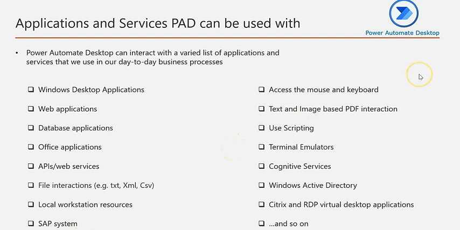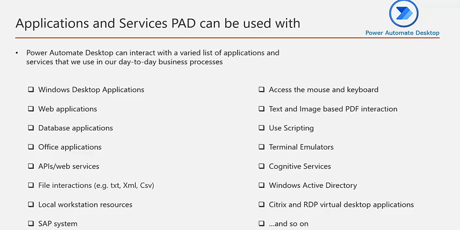It can take control of your mouse and keyboard to perform keystrokes and mouse clicks. It can interact with both types of PDFs, that is text-based and image-based. It can make use of scripts like PowerShell, VBScript, JavaScript, and so on. Terminal emulators or green screen applications like mainframes. It has cognitive capabilities, the Windows Active Directory, and remote desktop applications like Citrix and RDP. Also, it can access and so forth. So we are going to look at these in our course.